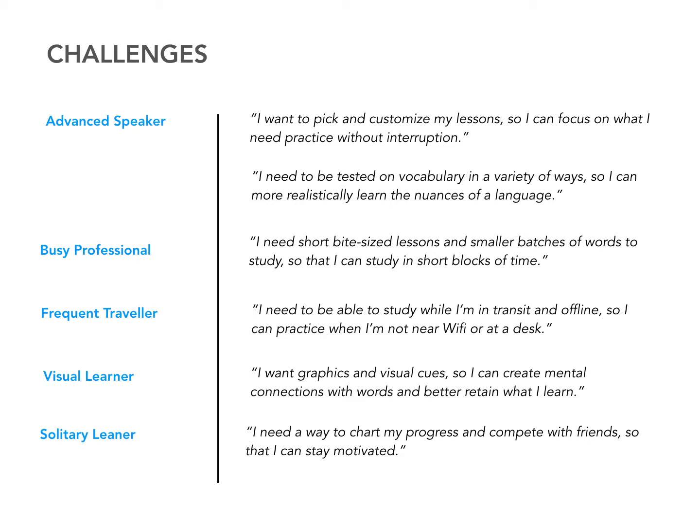Additionally, in order to figure out what features my app should even have, I needed to create something called user stories to translate Brooke's needs into actual requests for features. Some of her key challenges as an advanced speaker: she wants to be able to bounce around and not be interrupted, be tested in a variety of ways and not just have regurgitation, have smaller batches of words, be able to study when she's not near Wi-Fi, have graphics and visual cues so that she can make mental connections and remember better, and also have some way to chart progress so that she can stay motivated.